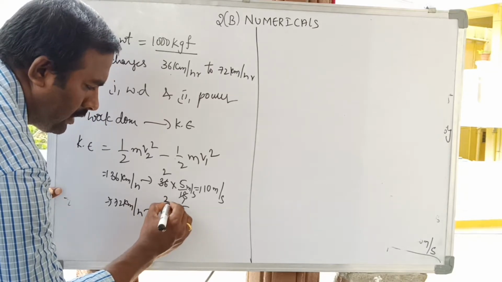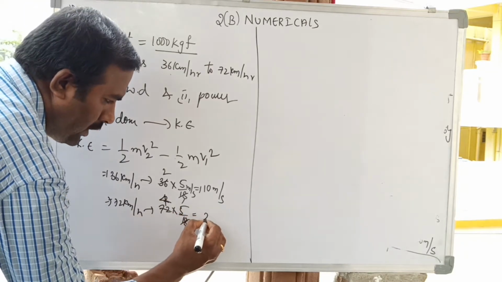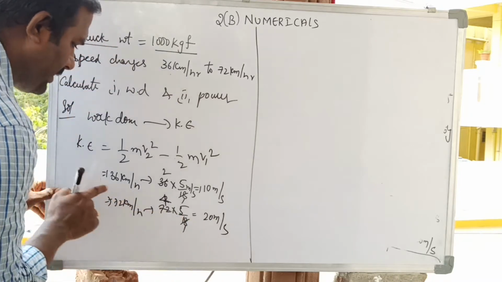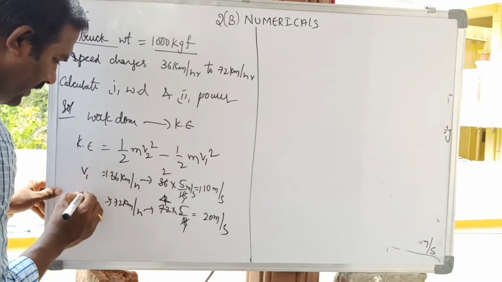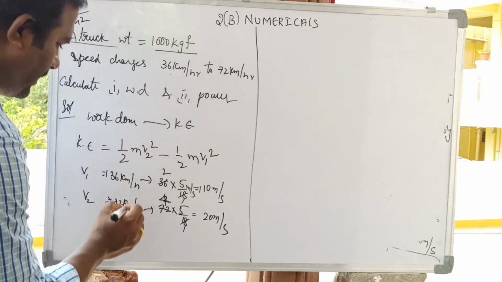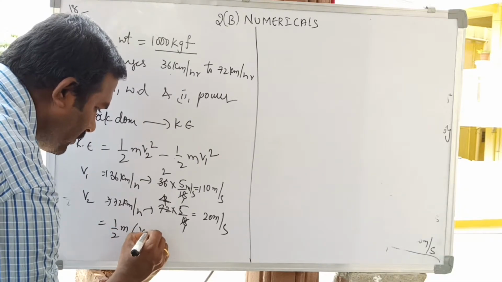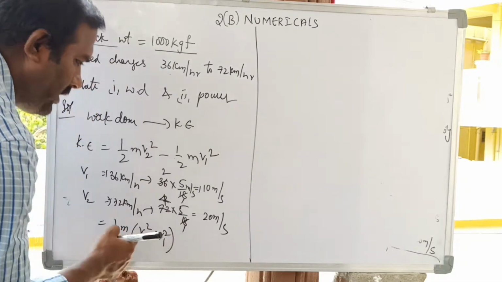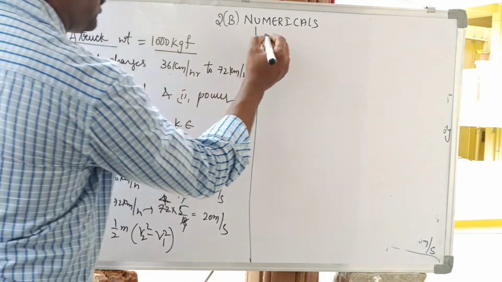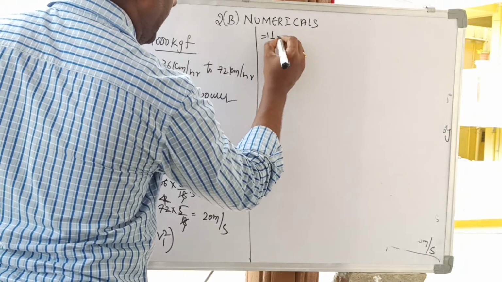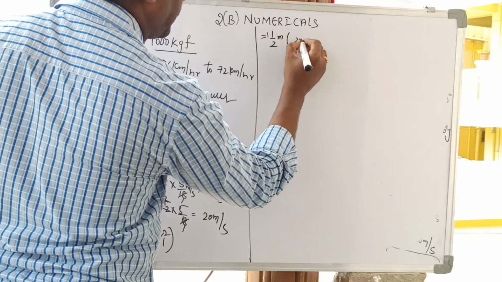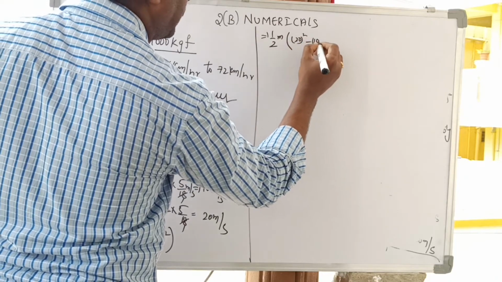So the change in speed is 20 meters per second. This is V1, and this is V2. You can substitute in this formula: half m is common, so we can write it as V2 square minus V1 square. So here, half m into V2 is 20 whole square minus 10 whole square.